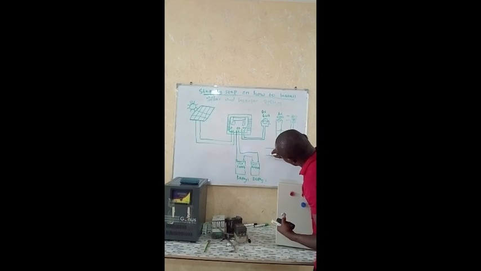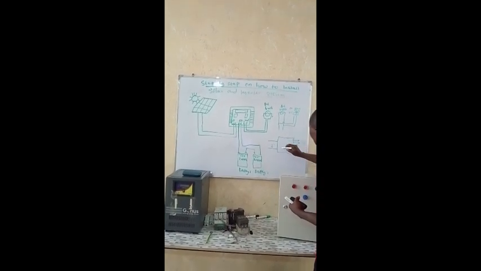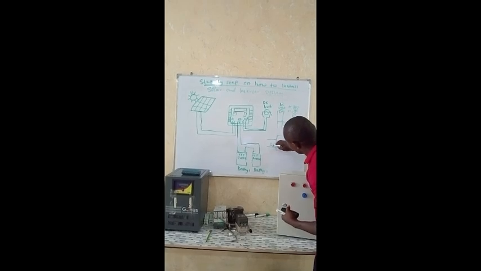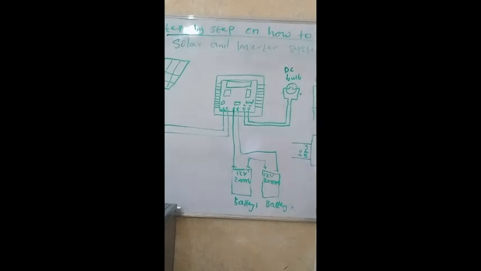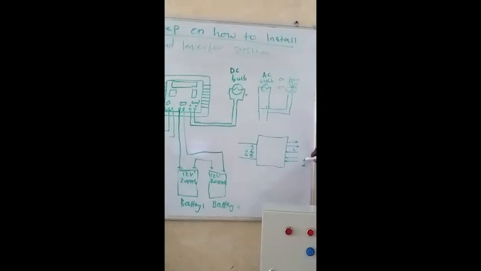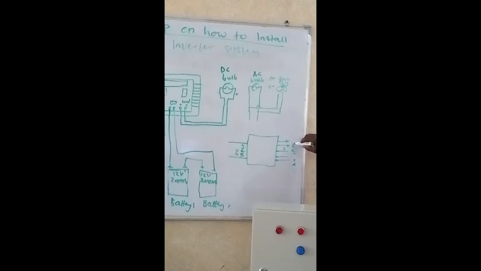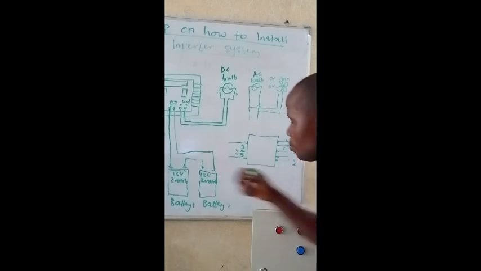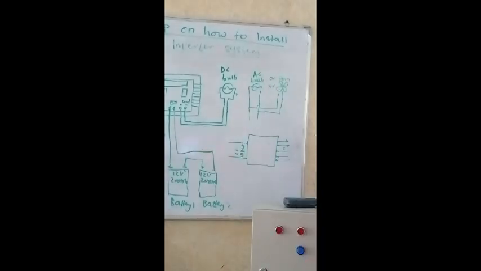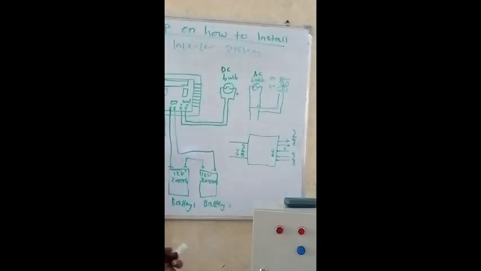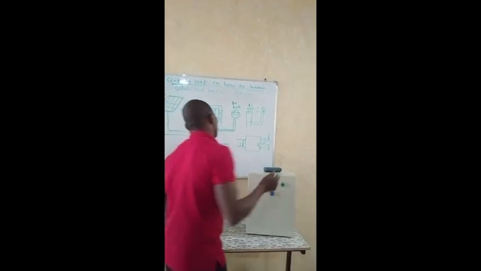This is the DC input. AC input and AC output. This is the power inverter.